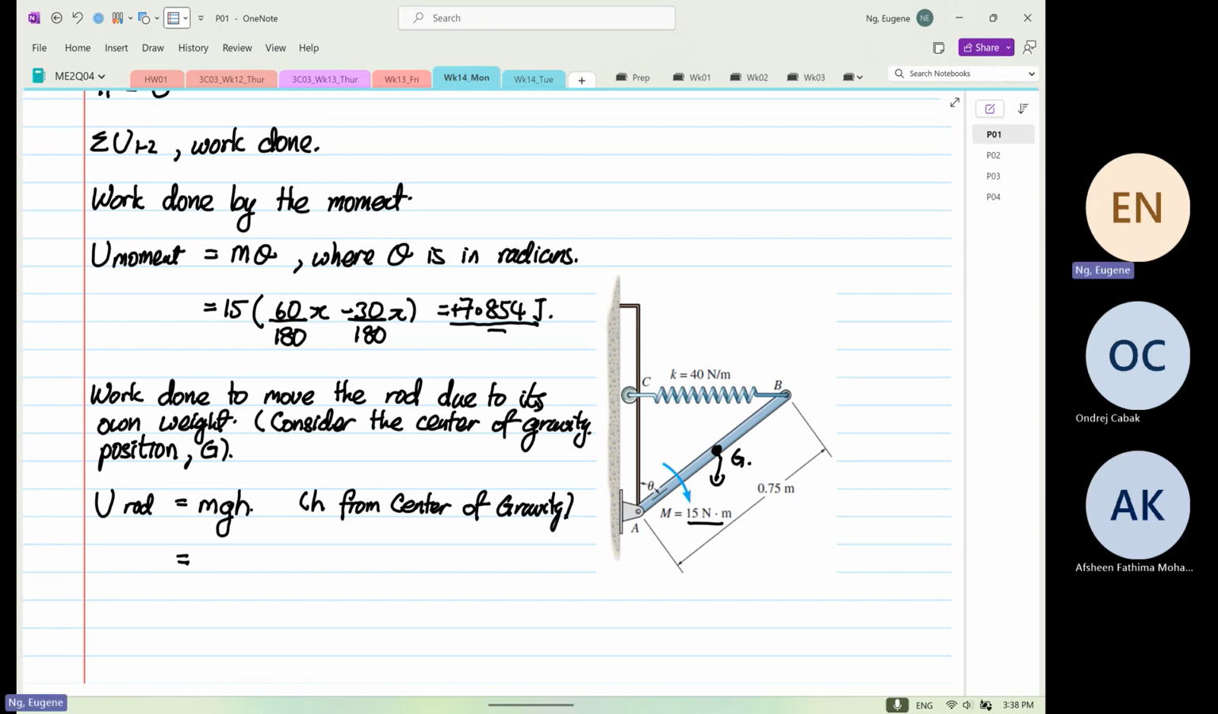So we know that the mass is 10 kilogram times by 9.81. So now the h, one is at cos 30, the other one is at what? Cos 60. Okay, so 0.75. We have to divide by 2 because this is where, at the midpoint, is where the what? Center of gravity is. Are we clear? Okay, so cos 30 minus 0.75 divided by 2, cos 30 again.